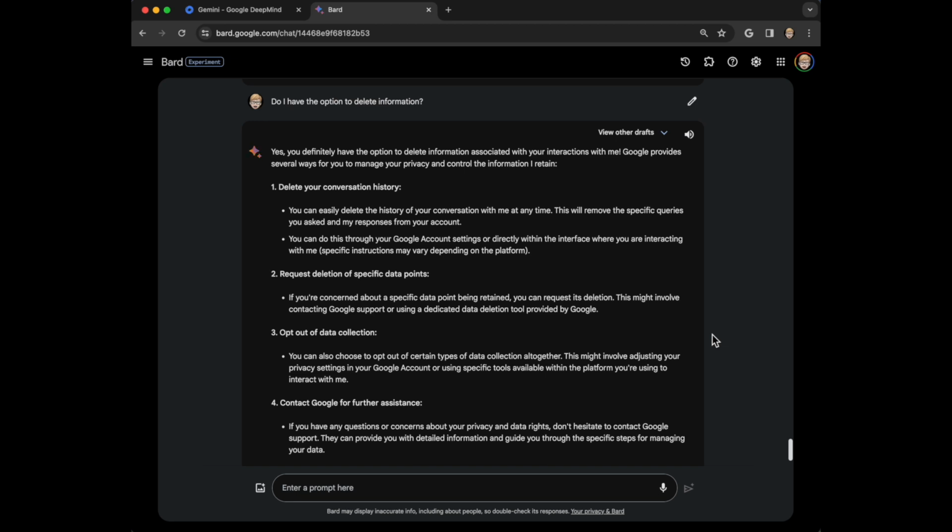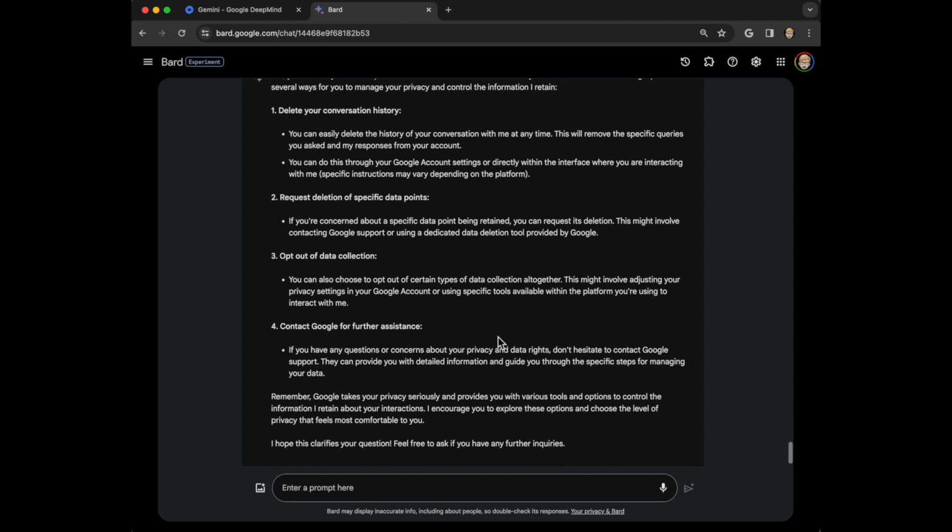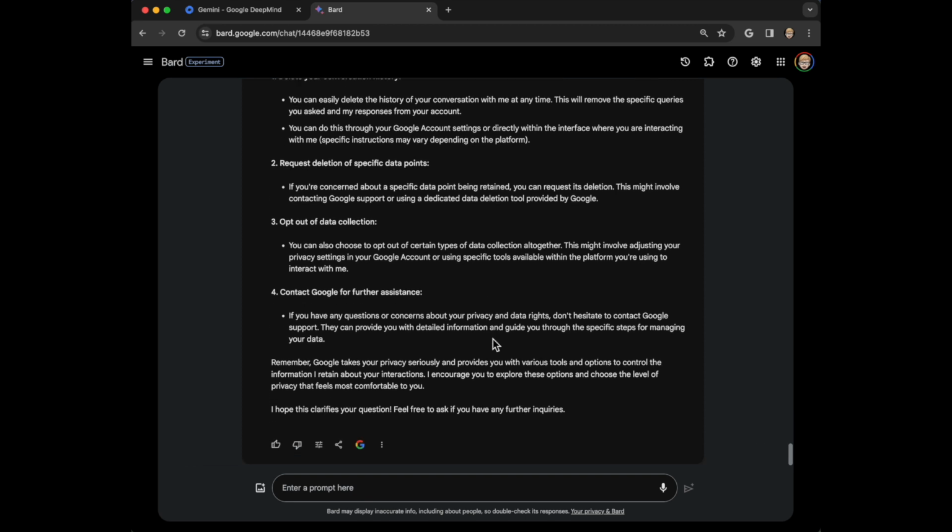You can delete your conversation history. You can request deletion of specific data points. You can opt out of data collection. And then you can contact Google for further assistance.